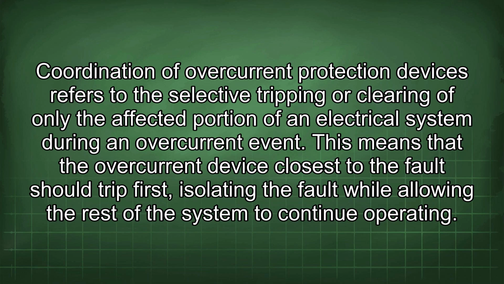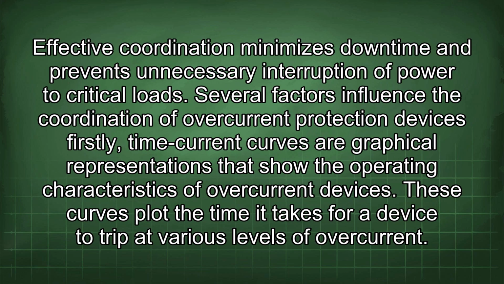Coordination of overcurrent protection devices refers to the selective tripping or clearing of only the affected portion of an electrical system during an overcurrent event. This means that the overcurrent device closest to the fault should trip first, isolating the fault while allowing the rest of the system to continue operating. Effective coordination minimizes downtime and prevents unnecessary interruption of power to critical loads.